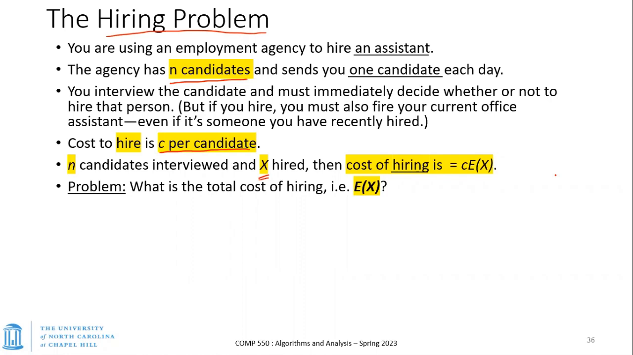But let's assume that this is the problem, and we try to find out what is the total cost of hiring. Now, whenever you hire somebody, it has a fair amount of cost impact.